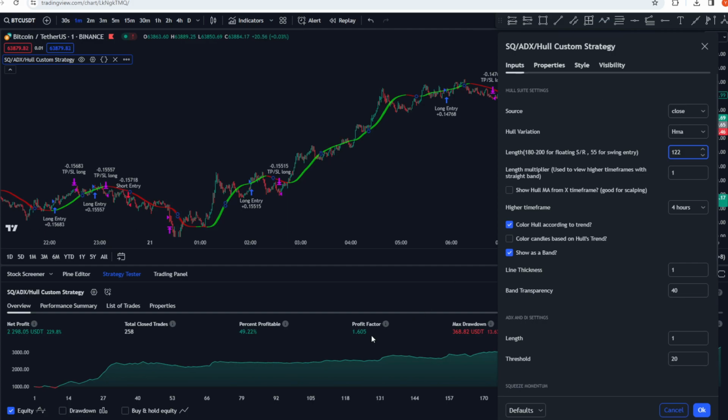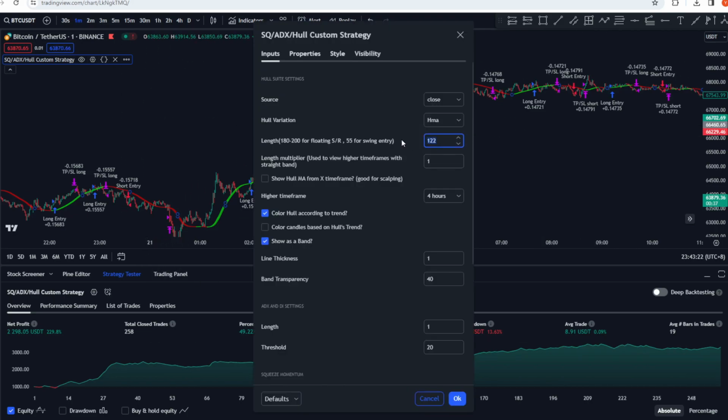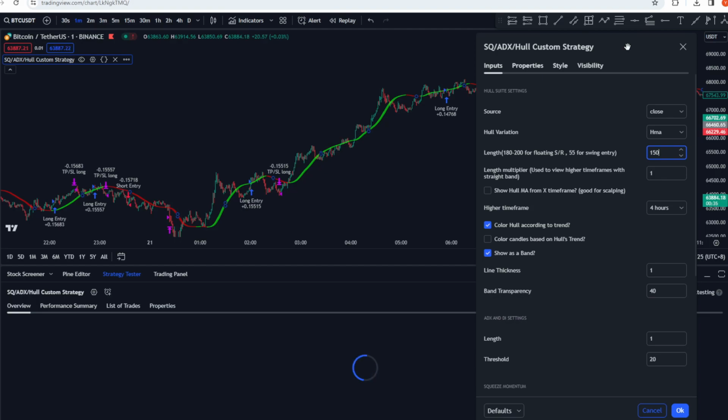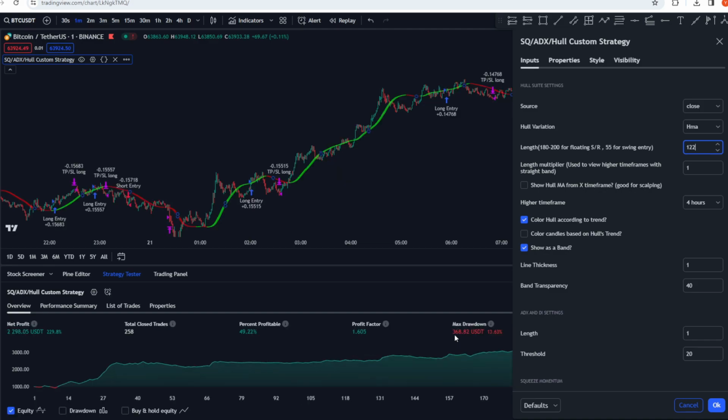Even though the profit factor is smaller, the max drawdown that we have is 368 compared to if, let's say, we have the length of 150. Even though our profit factor is greater, our max drawdown is increased by an extra about $80 to $100 for a 1k account. So I'm going to keep the length to 122 and let's stick to that.